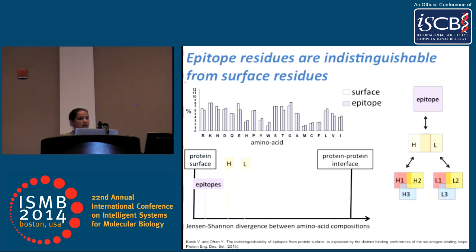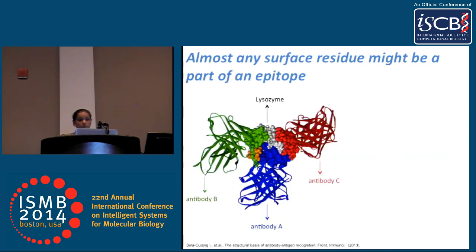And if we divide the epitope further, and we look now at residues that bind one of the CDRs, we will see that their amino acid composition is even more different than that of surface residues. However, when you mix all the residues together, you get an amino acid composition that is almost identical to that of surface residues. So epitope residues are indistinguishable from surface residues. But why is that? The answer is given in this figure.